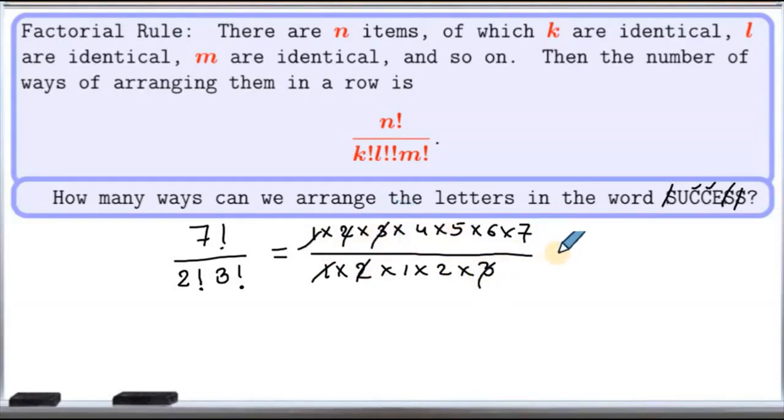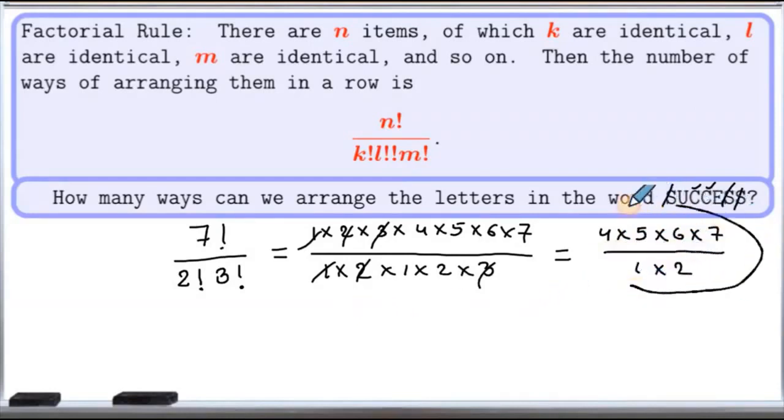Okay, let's write down what we are left with in the numerator and the denominator. We have 4 times 5 times 6 times 7 in the numerator, and we have 1 times 2 in the denominator. This whole thing is equal to 420. I'll just write that over here.